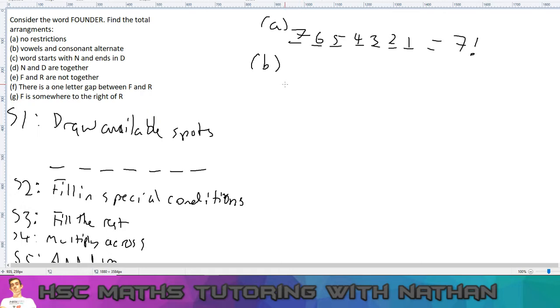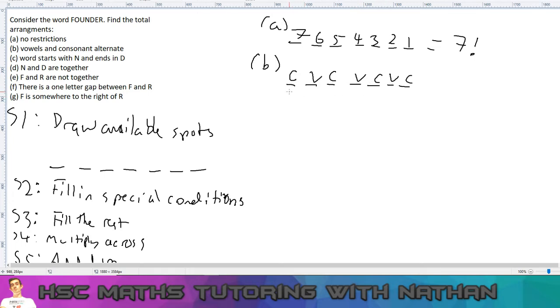Now we have a special condition here: vowels and consonants alternate. Well, in 90% of permutation and combination questions, there are special conditions. So let's fill that out first. What you'll notice is there are 4 consonants, F, N, D, R, and 3 vowels, O, U, E. That means a consonant has to go first, because then they alternate. If a consonant doesn't go first, then we end up with 2 consonants at the end. So that's what the arrangement has to look like: consonant, vowel, consonant, vowel, consonant, vowel, consonant.